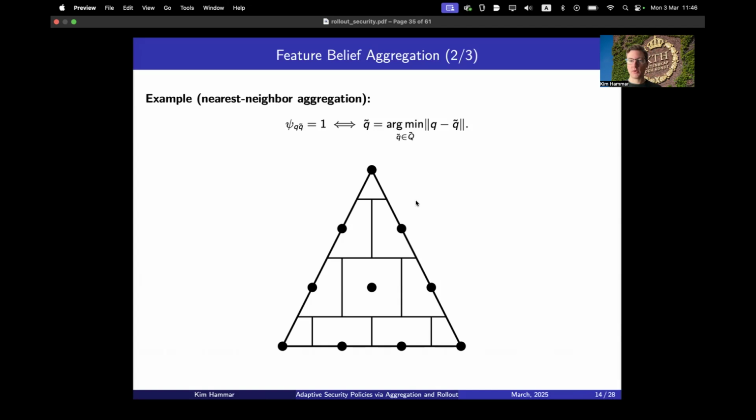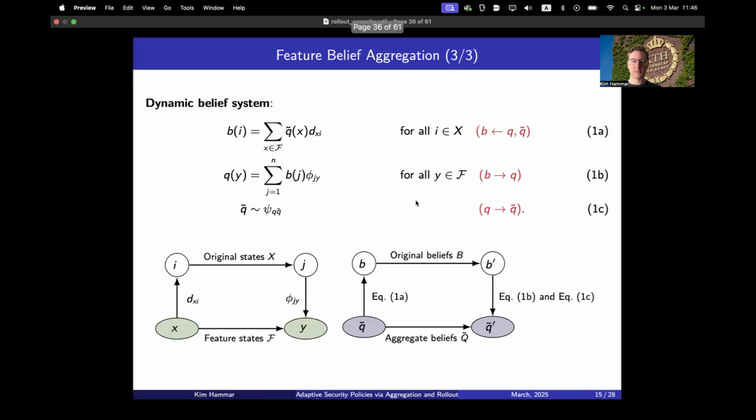So what we end up with now is a dynamic belief system where we can go from the original beliefs to the feature beliefs, and then we can go to the aggregate beliefs in Q tilde. And just like we had a well-defined aggregate problem in feature space, we now have a well-defined aggregate problem in the feature belief space Q tilde that can be solved using dynamic programming. And then we can use the solution to that problem to approximate the original POMDP.